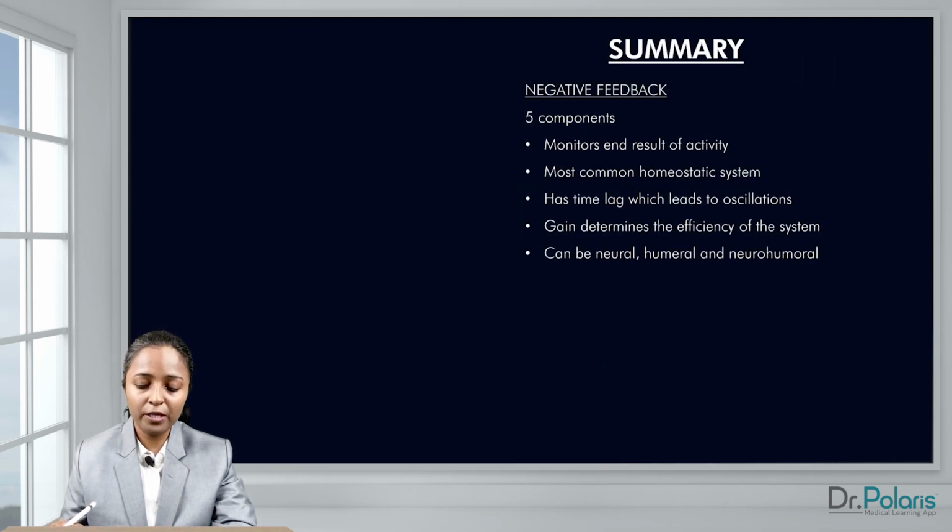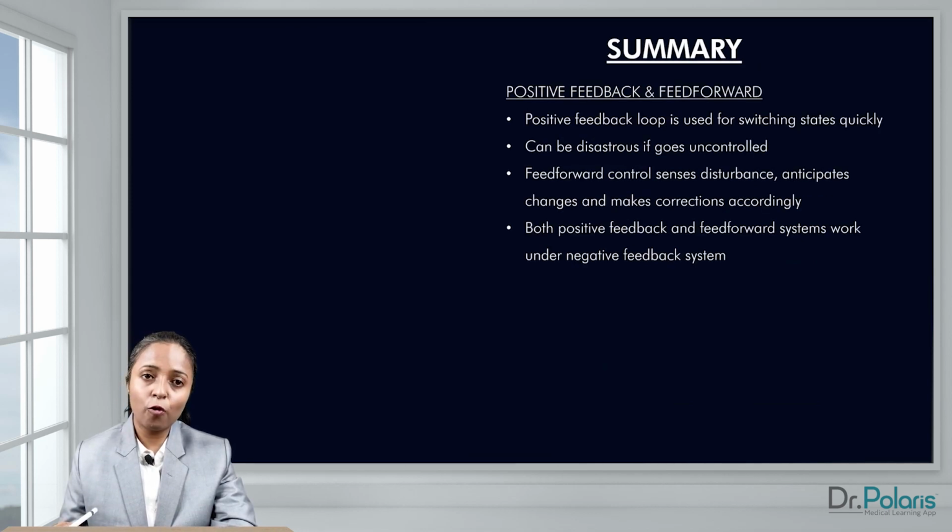So in summary, what we saw is that there were 5 components of the negative feedback system. It monitors the end result of activity continuously, and it is the most common homeostatic system. It has a time lag which leads to oscillation, and gain determines the efficiency of the system. This feedback system can be neural, humoral or neurohumoral. Then positive feedback and feed forward work under a loop of negative feedback. Positive feedback is used for switching states quickly. It can be disastrous if it goes uncontrolled, so it has to work under a negative feedback loop, and when the input ends, the positive feedback loop stops. Feed forward control senses the disturbance, anticipates changes and makes the changes in the variable. That is an anticipatory change, and it is very fast. And obviously, not to forget, they both work under the negative feedback system.